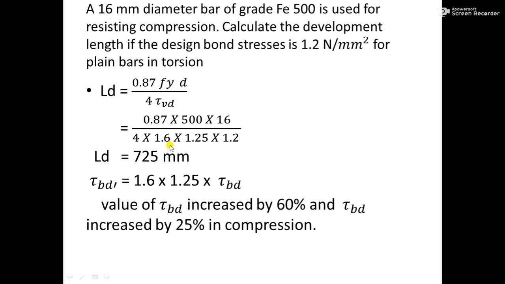For tau BD, you have to consider that the bond stress is directly 1.2, and this is 1.6 into 1.25, as given in the formula. This is the formula: tau BD into 1.25. The value of tau BD is increased by 60% in tension and by 20% in compression. This is given by the IS code. Accordingly, we have taken tau BD increased by 60% in tension and 20% in compression.